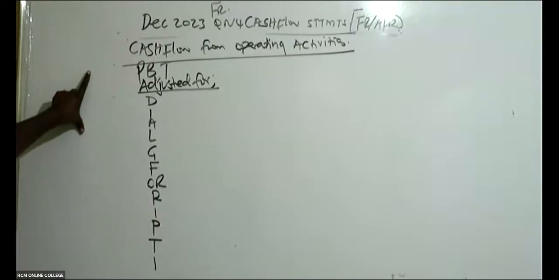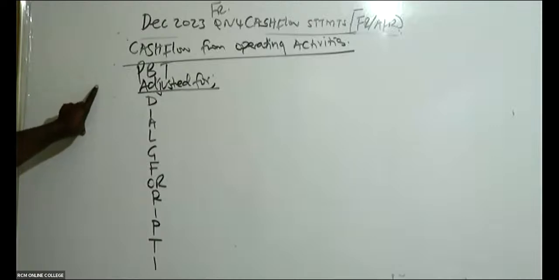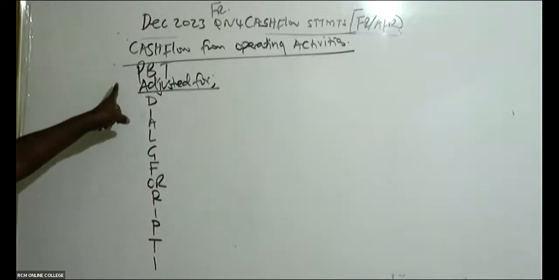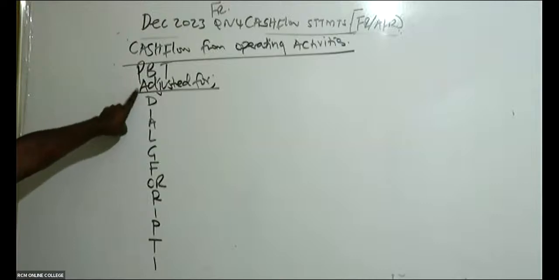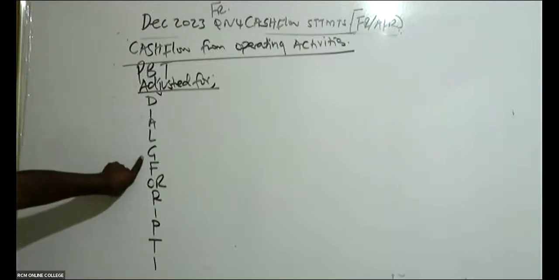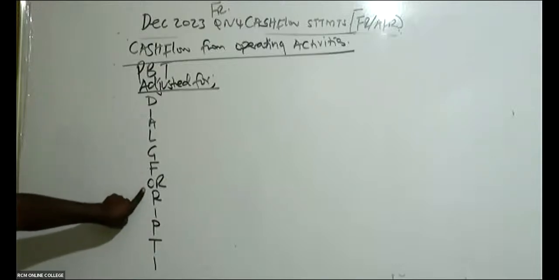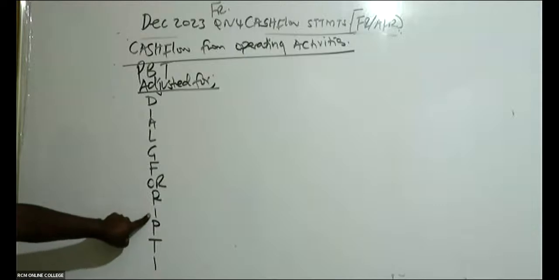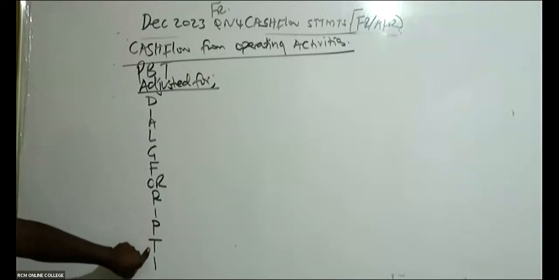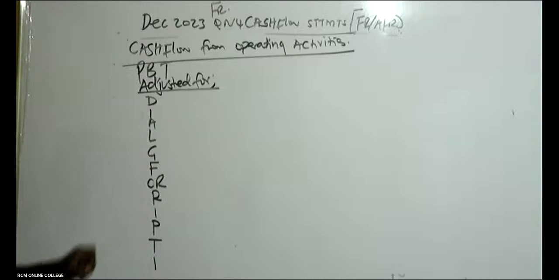Whenever we talk of cash flow from operating activities, we normally talk of profit before tax, and then you adjust this for, use this acronym. You dial God's number for food, or you rest in peace totally, indefinitely.